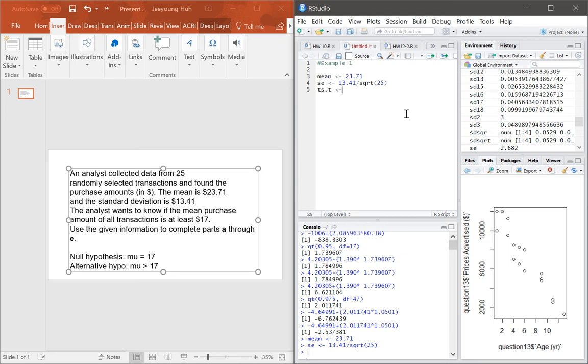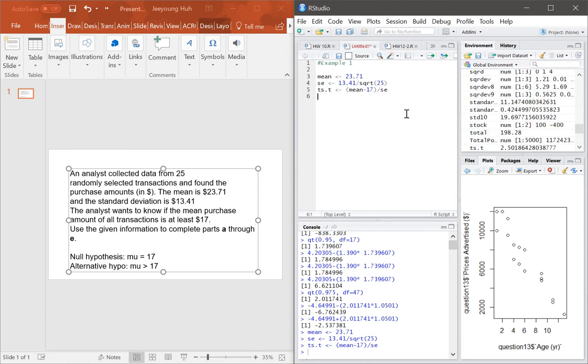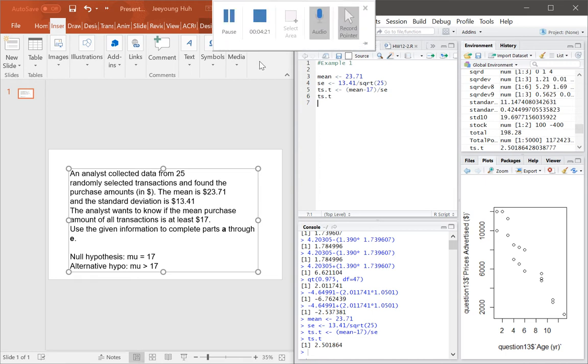Then we're going to find the test statistic by using this function. So we do the mean minus our mu, our null hypothesis value, which is 17, divided by the standard error. So that's our TS function. To see that, we can run it. And we can see that the test statistic in this question is 2.501. Then we use that value to find the p-value of this hypothesis test.